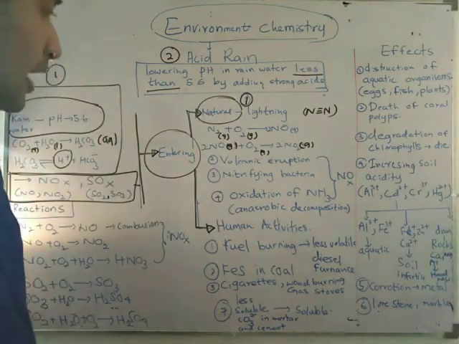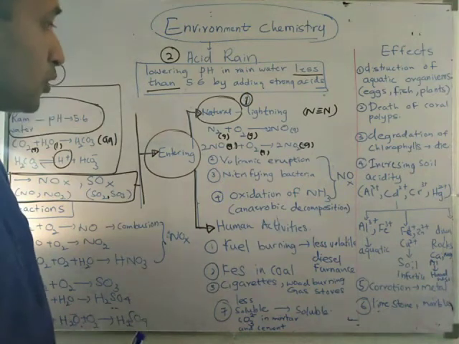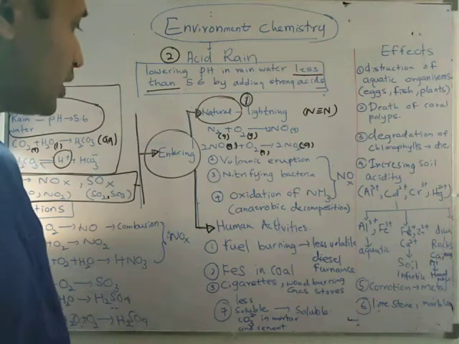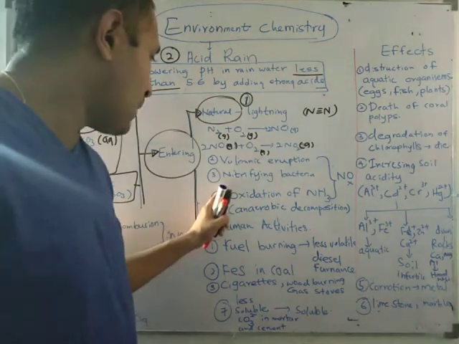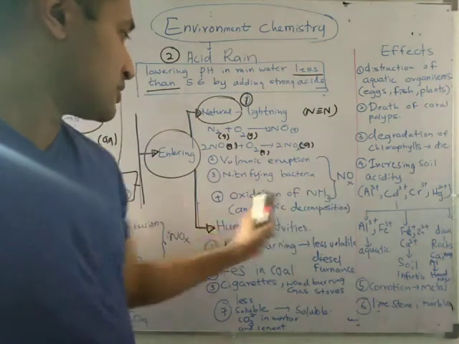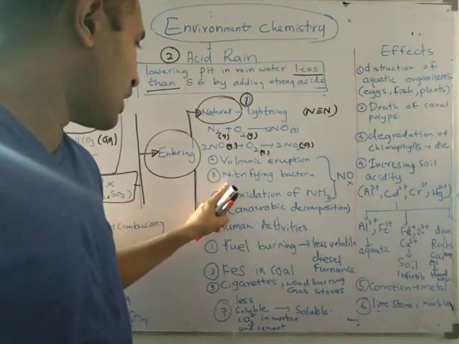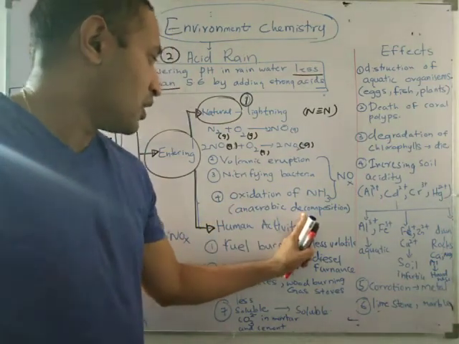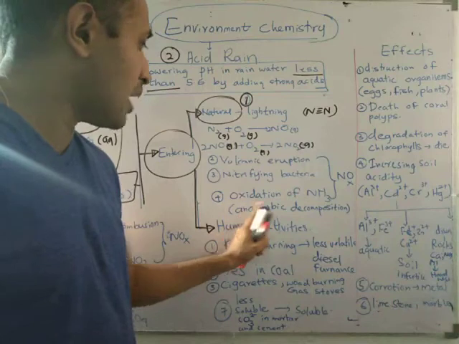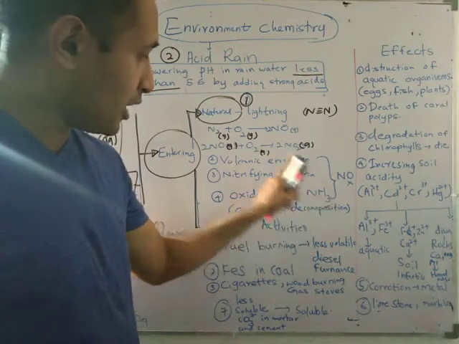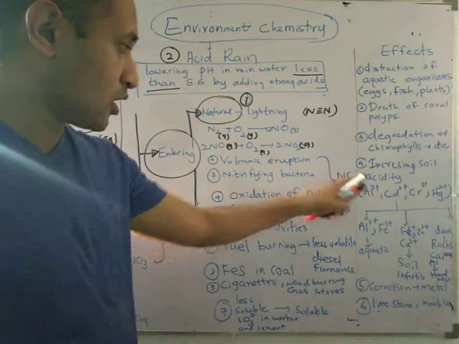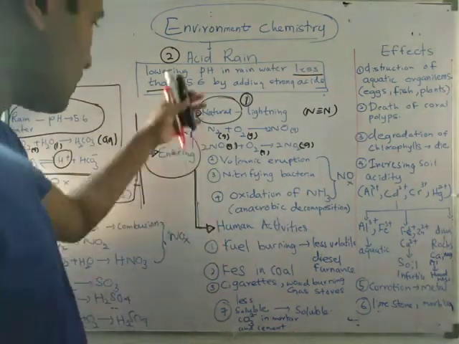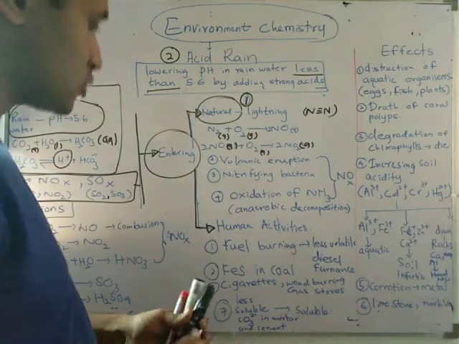Next one, volcanic eruption. During that, NOxes as well as sulfur-containing compounds can be produced. Then nitrifying bacteria can produce NOxes. And due to the anaerobic decomposition of nitrogen-containing waste materials, ammonia gas is produced. That ammonia gas can be further oxidized to NOxes. So these are the 4 main methods. You should remember these ones.